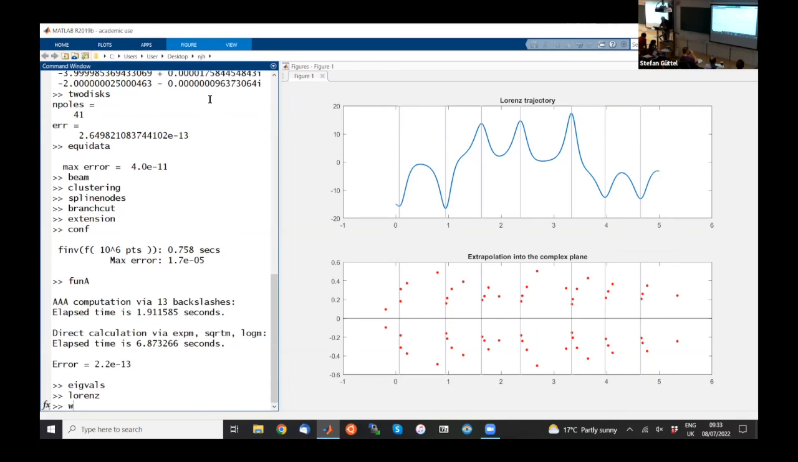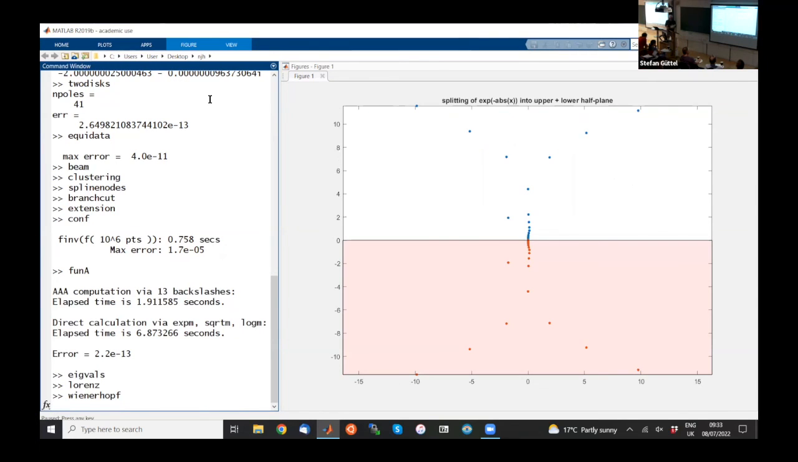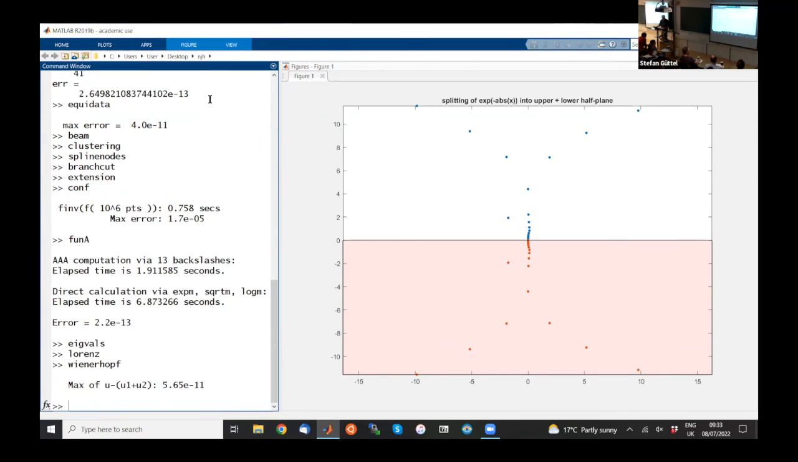And this example isn't graphically very interesting. What it does is it takes the function e to the minus absolute x, which is a standard test function, and it uses AAA to approximate that on the real axis. And then these are the poles of the AAA approximant. And from those poles, you can separate into, these poles correspond to a function analytic in the lower half plane, these poles to a function analytic in the upper half plane. That's Wiener-Hopf splitting. So AAA gives you a method for doing that splitting, and you can see that in this case, it got an accuracy of 10 digits.